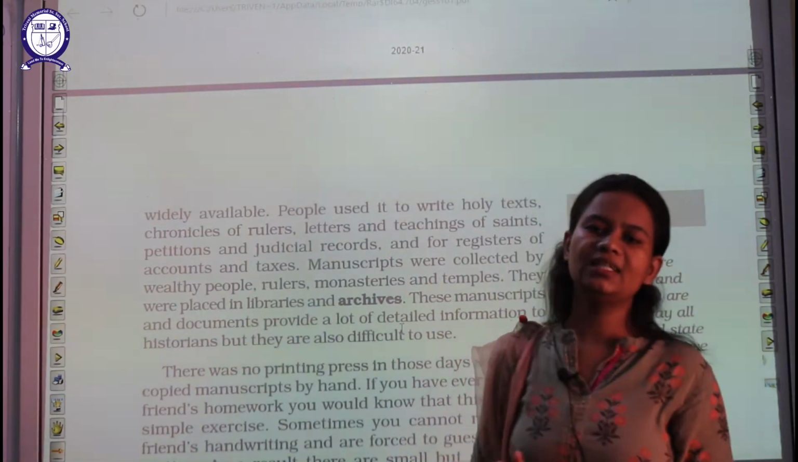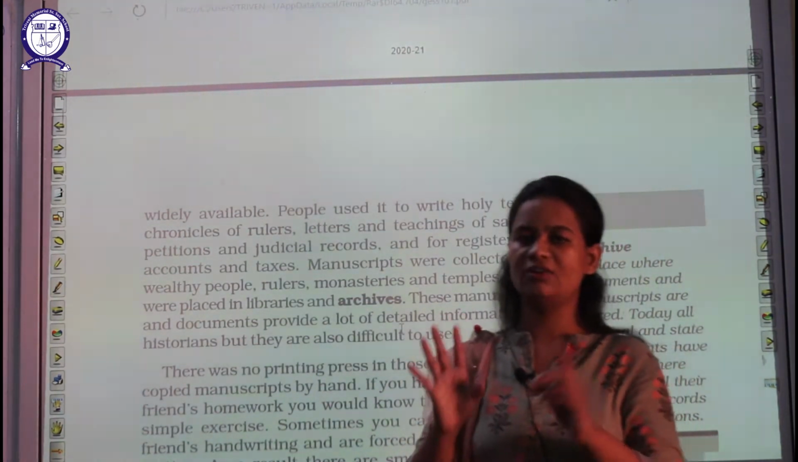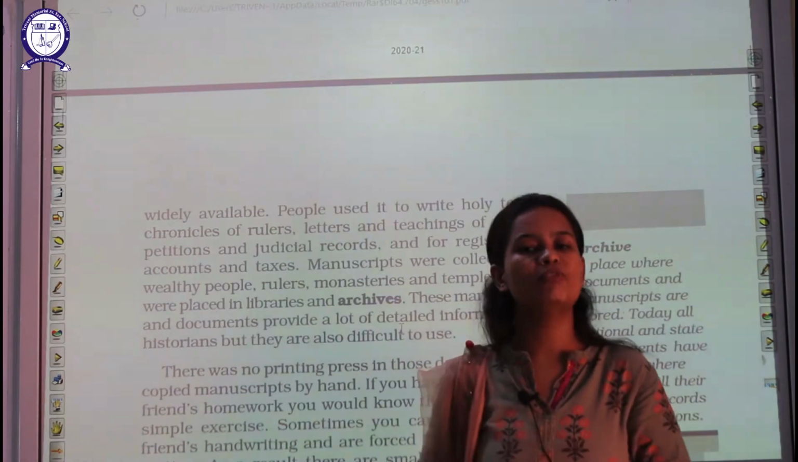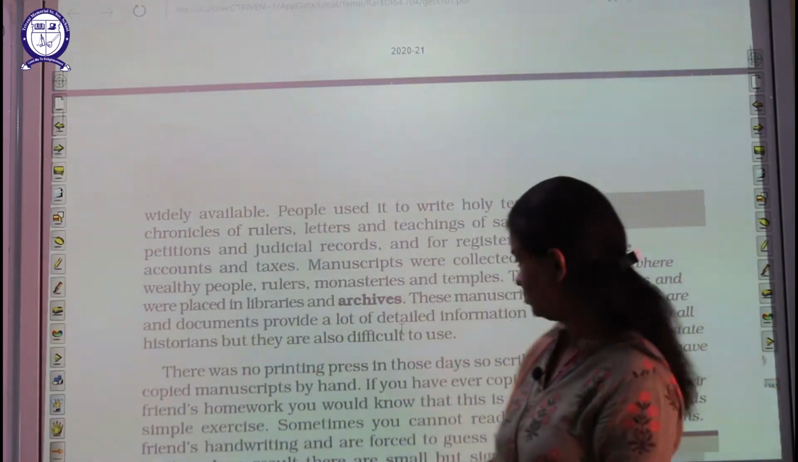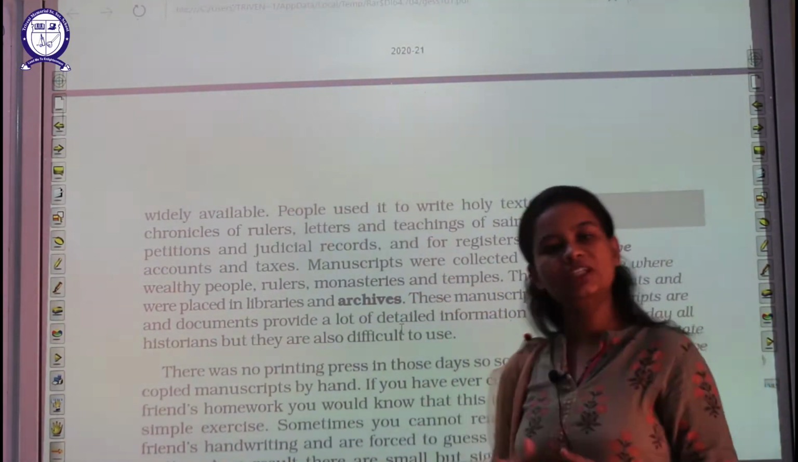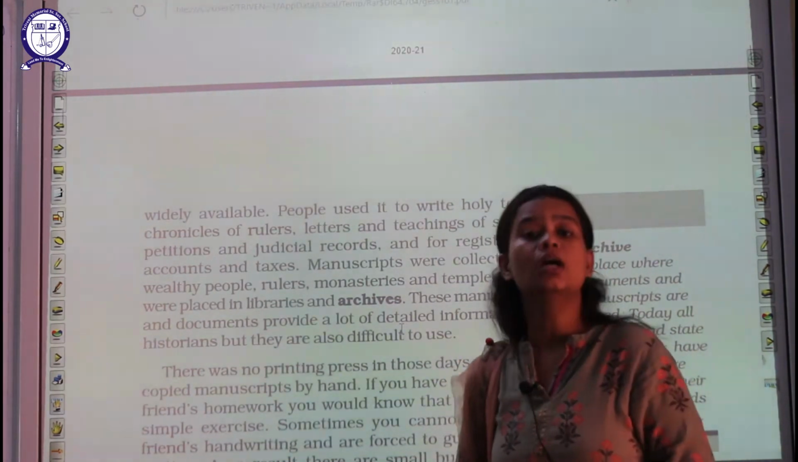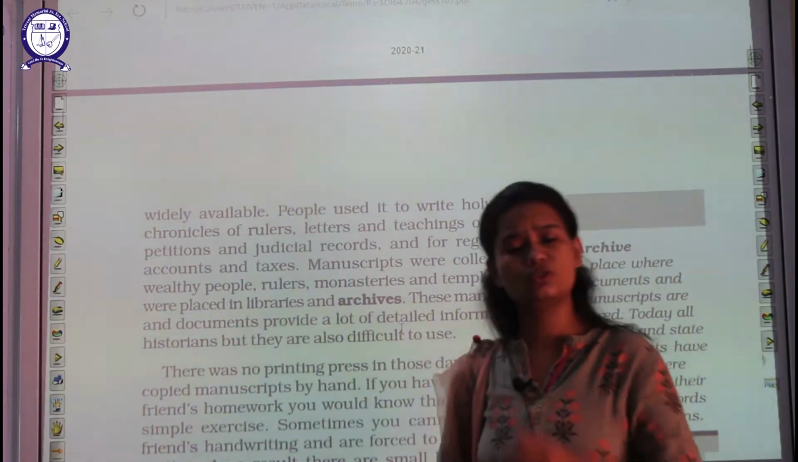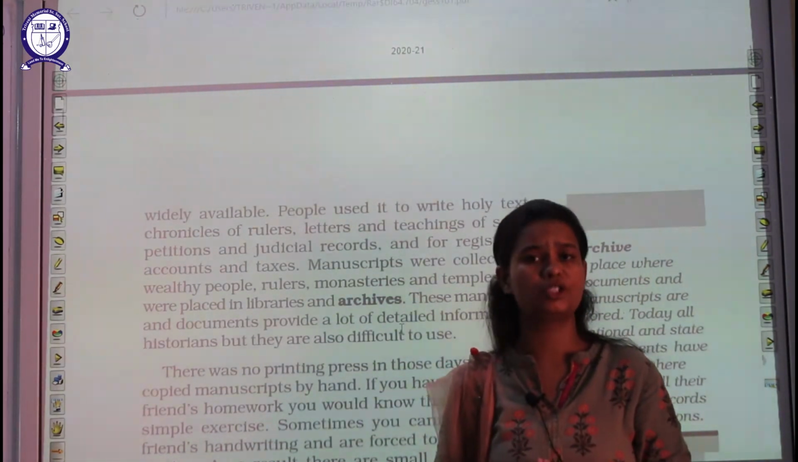So what we discussed? We discussed the various sources that historians found in the form of coins, inscriptions, manuscripts, and many more. And the next is archives. Now see, we have these sources, but we need a place where we can preserve them, so that whenever in future we need them, we can easily avail those sources from there.